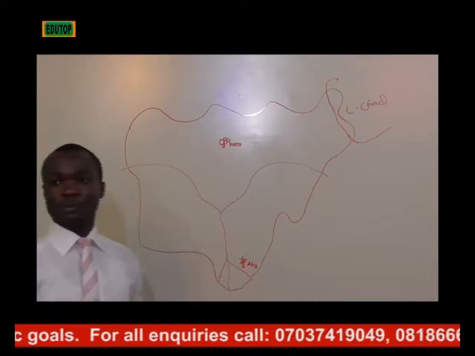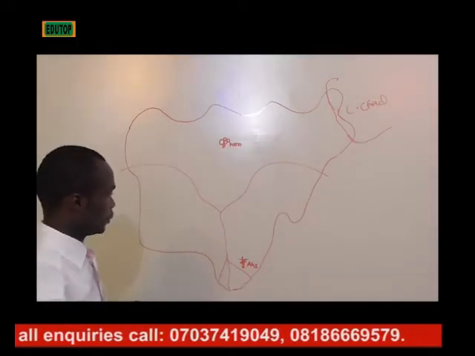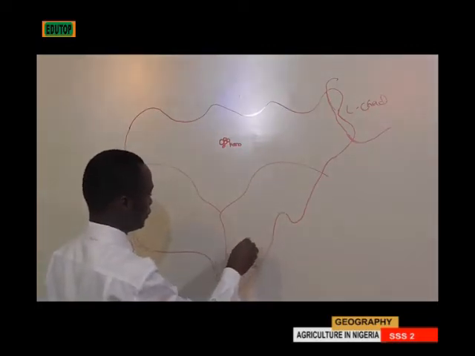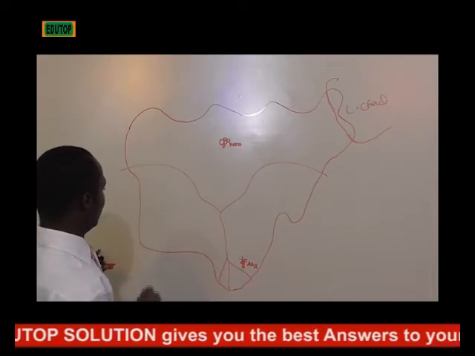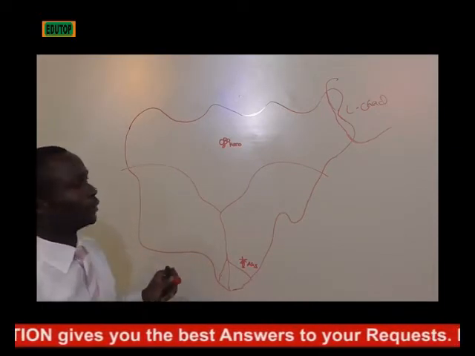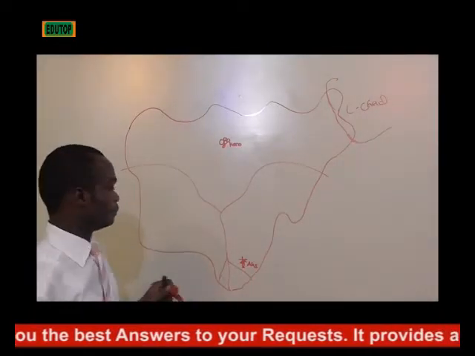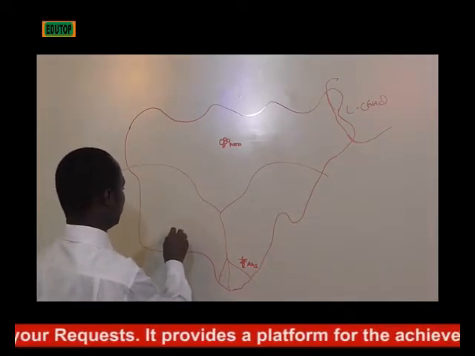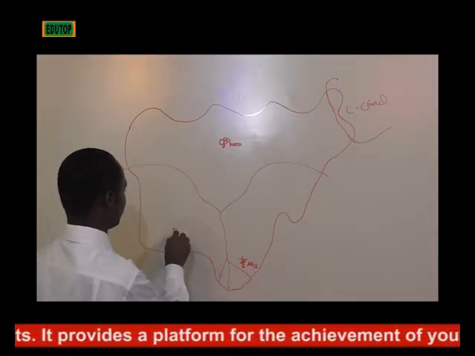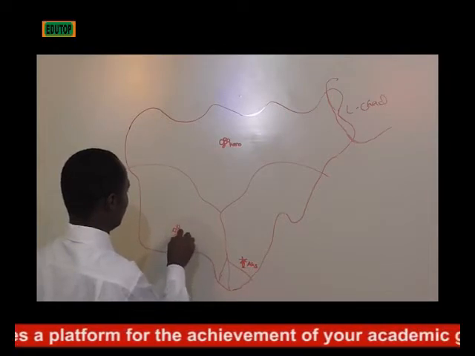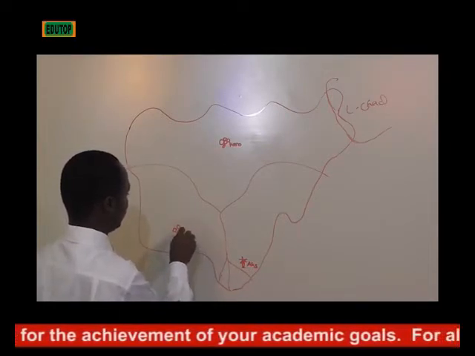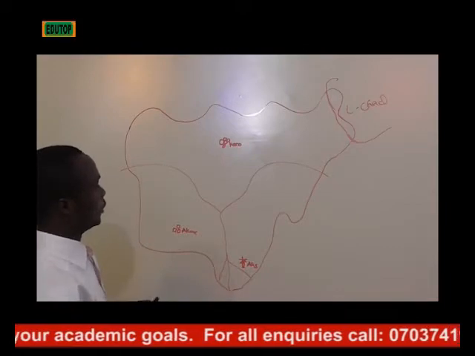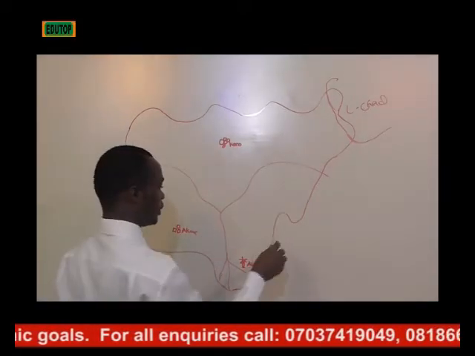And the last one is cocoa. Cocoa is produced in Akure in southwestern region of Nigeria. Somewhere here, cocoa. Use this to represent cocoa. Akure, Ondo State. And definitely, every map should have a key.